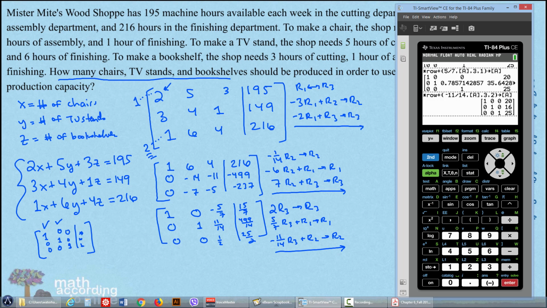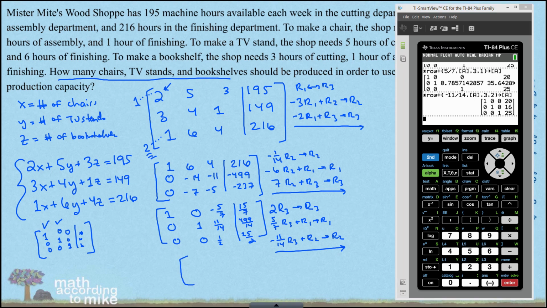Hooray! Okay, so if this is on the test, I'd probably ask you to write a sentence here. So you would say they should make 20 chairs, because X was 20. They should make 16 TV stands and 25 bookshelves.